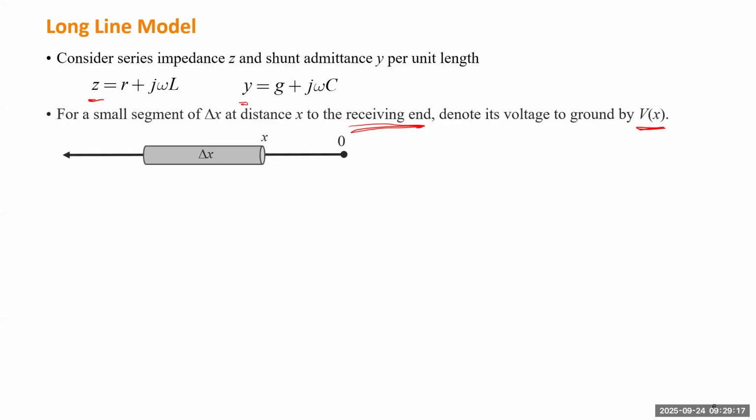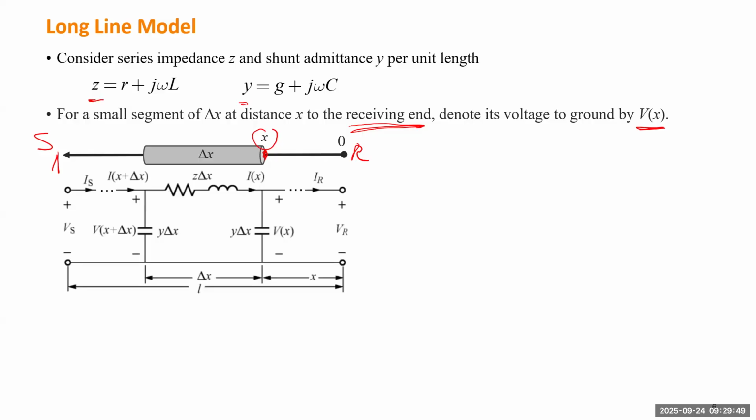So this positive x-axis will go into the line. That's maybe a little different from our convention, but here we just assume the source on the left and the load on the right. So the origin will be this receiving end, and if the total length is here, that will be the source. We only focus on a very small segment of delta S at a distance of x from the receiving end.